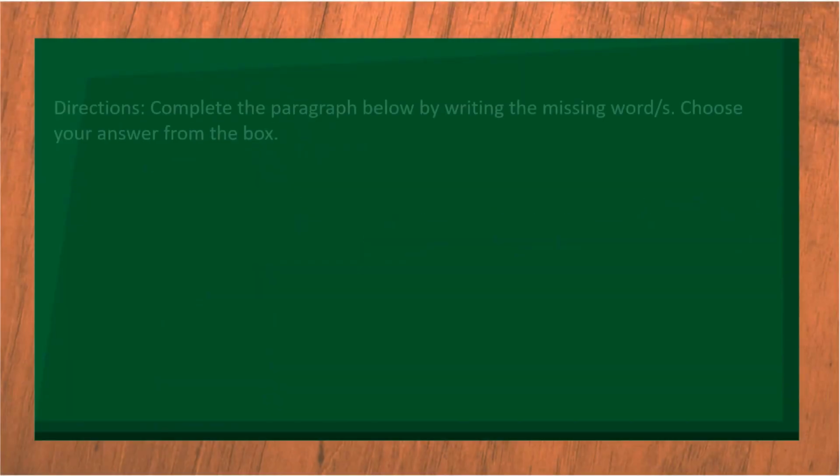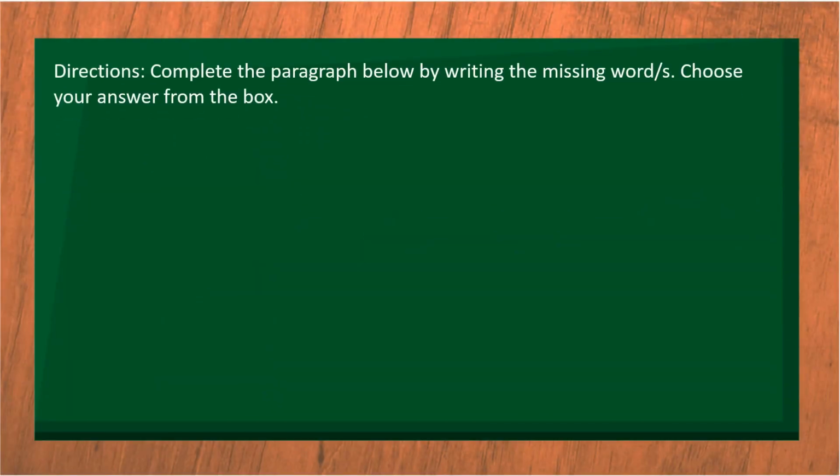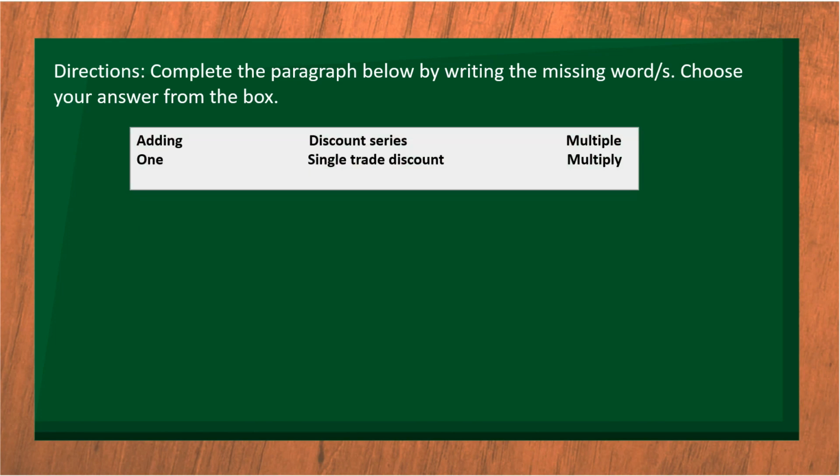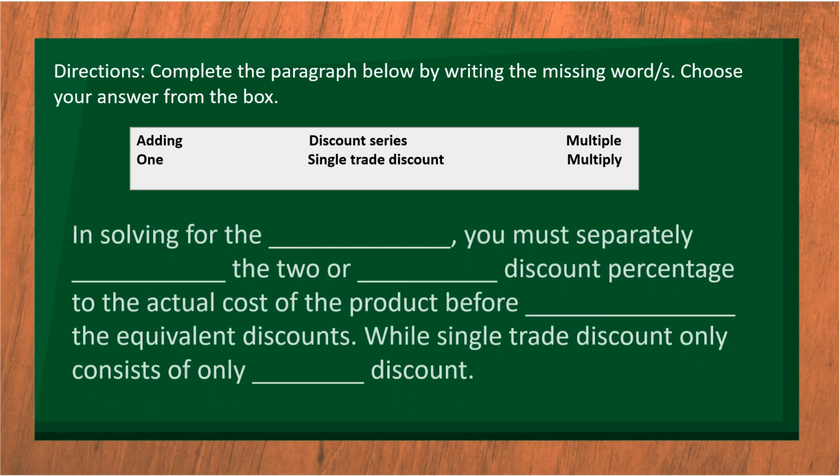Now that we have already discussed our last topic for today, let us proceed in synthesizing our second lesson. Directions: complete the paragraph below by writing the missing words. Choose your answer from the box. Adding, discount series, multiply, 1, single trade discount, and multiply.